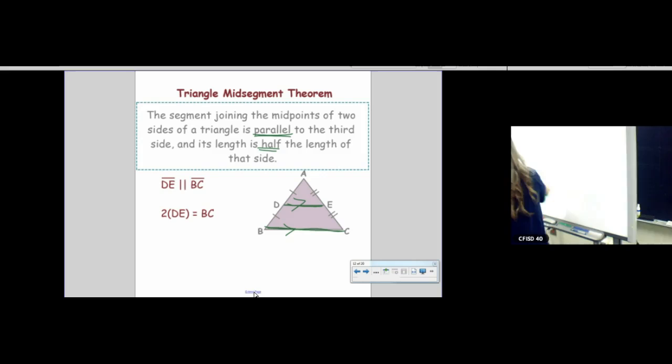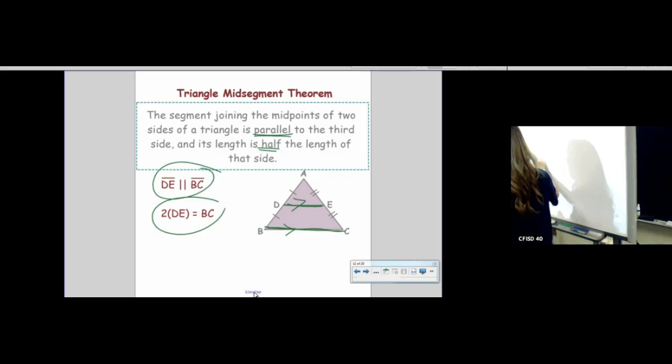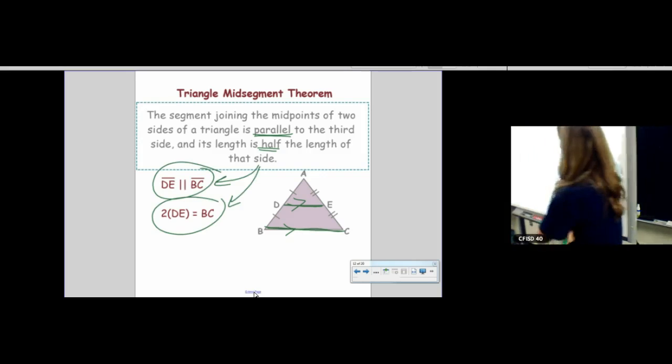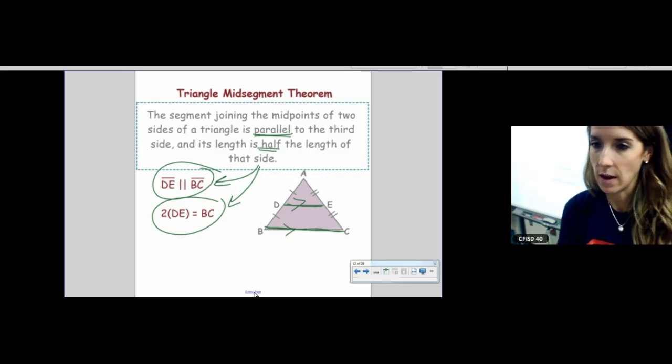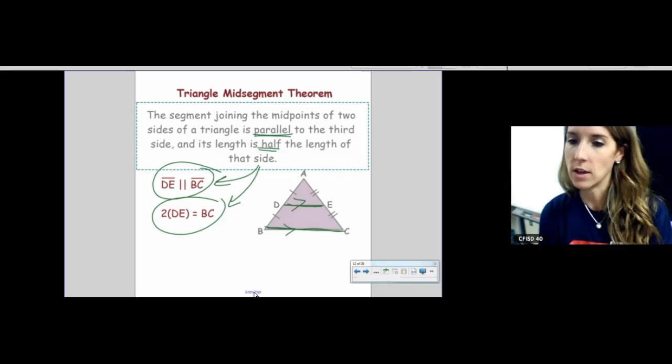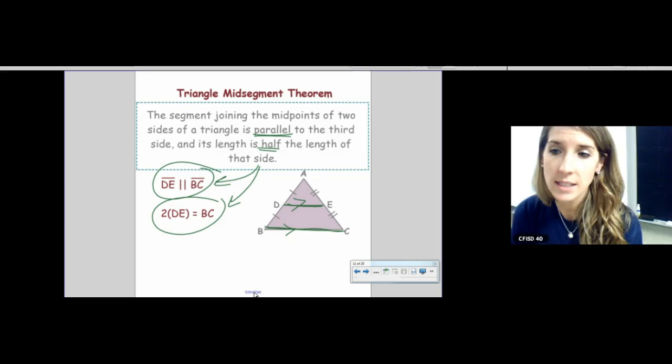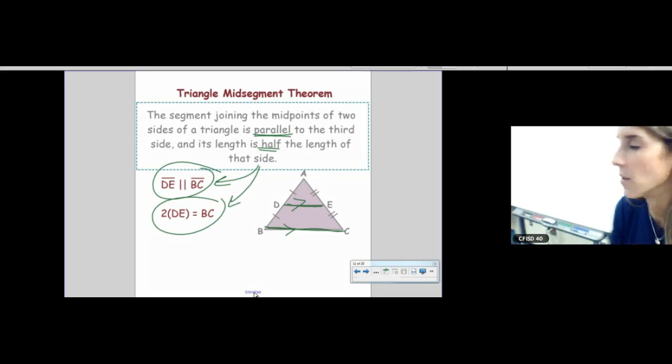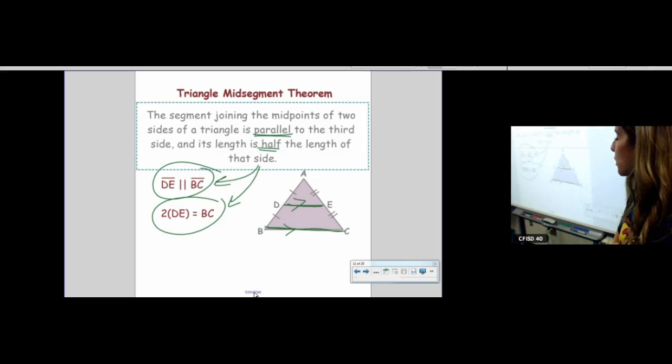So here's that theorem summed up in 2 math statements right there. The triangle midsegment theorem. Not only is it parallel to the base, but it is half the length of the base, or the third side.